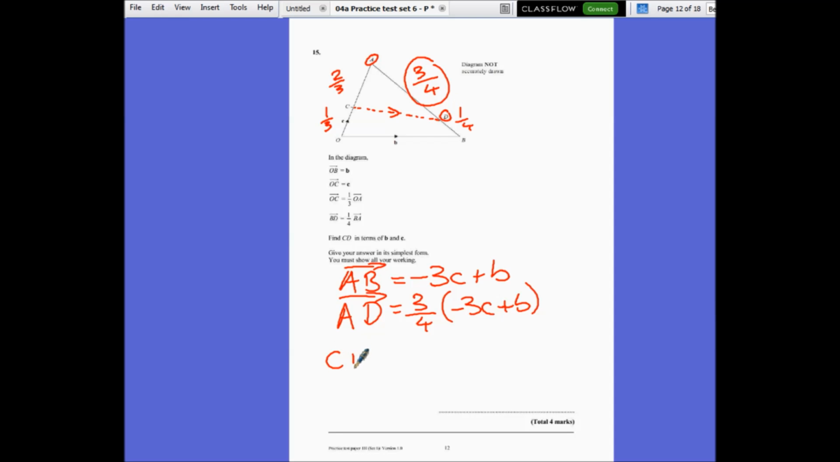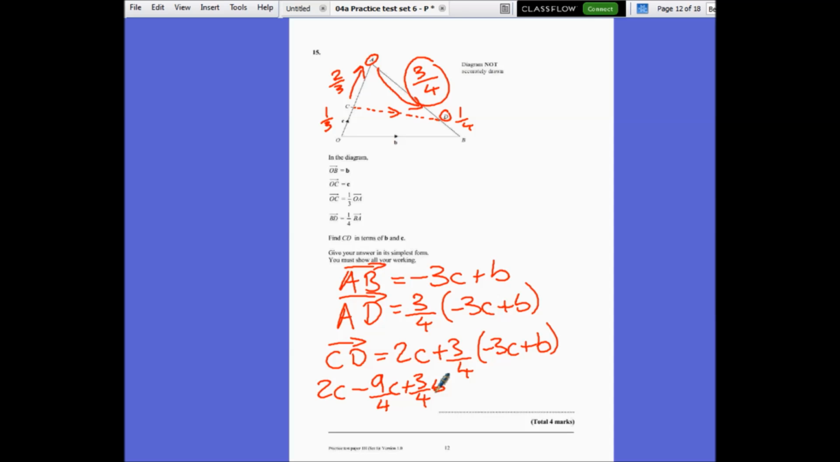So from C to D, I'm going to go up to A, which would be 2Cs, and then I'm going to go down the vector that we've just worked out, which is 3/4 of minus 3C plus B. Now to simplify all that out, we want to write that as 2C minus, and 3 lots of 3/4 would be 9/4 of C, plus 3/4 of B, multiplying out that bracket.